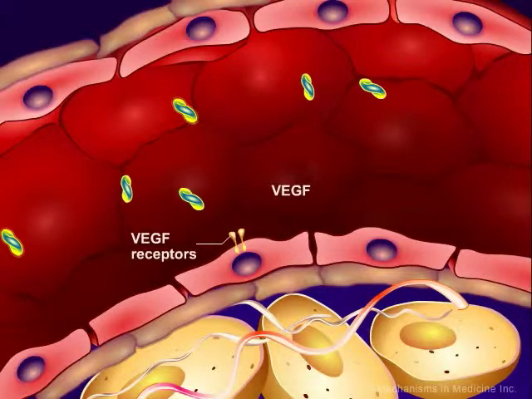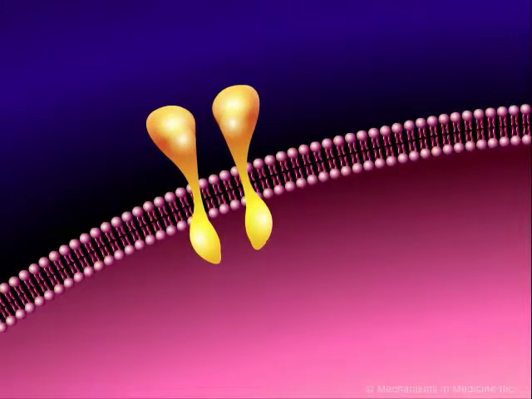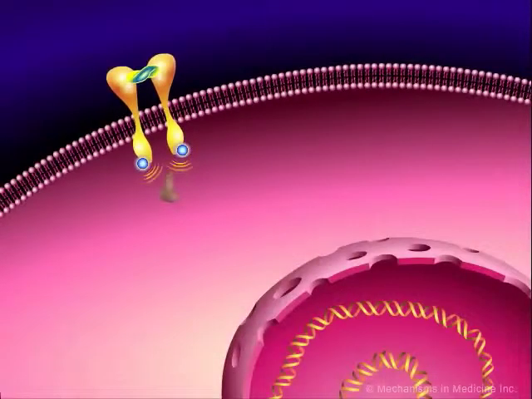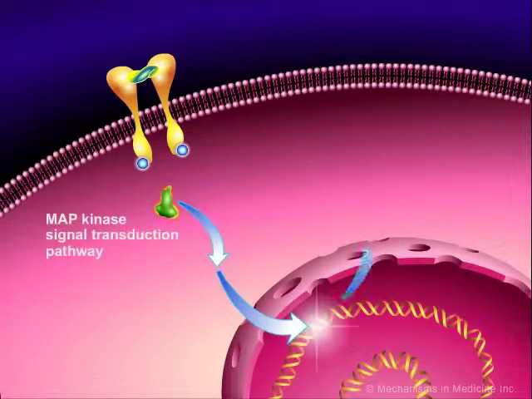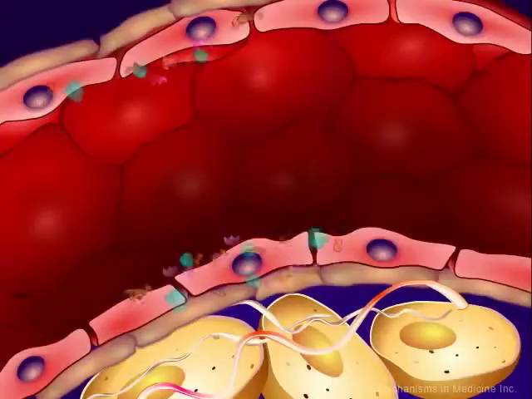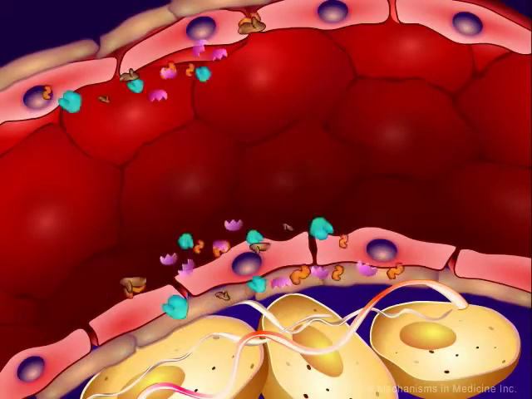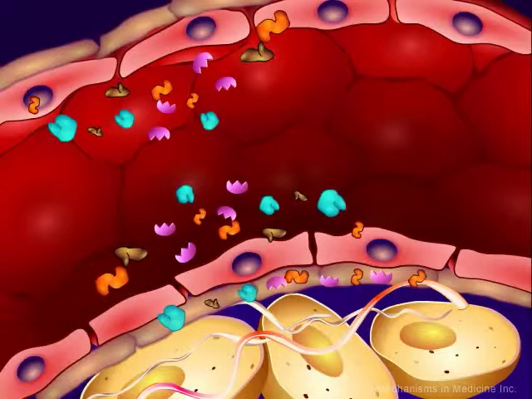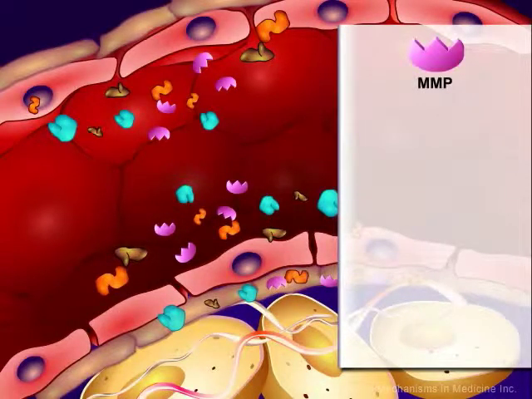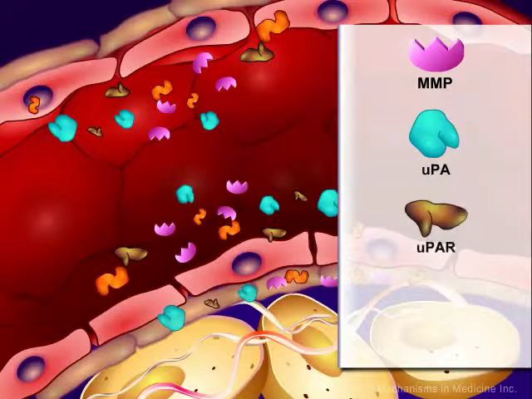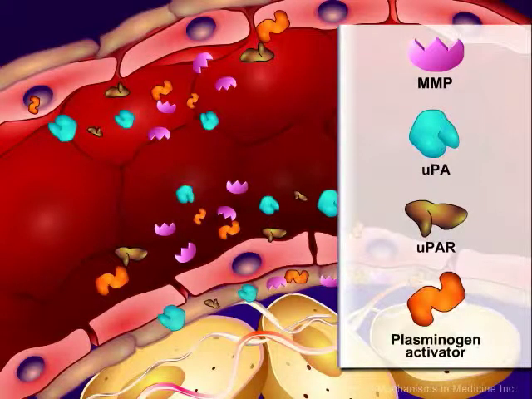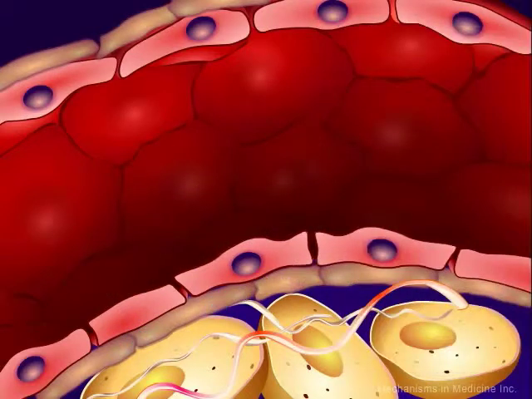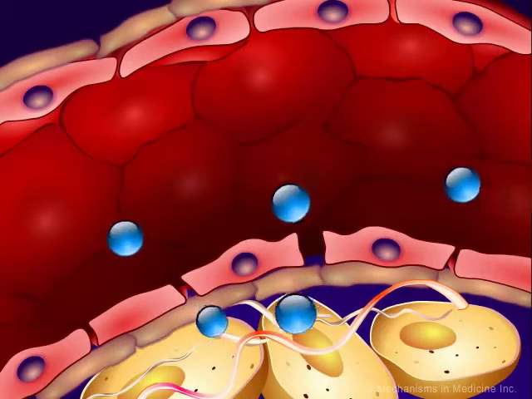There are 7 subtypes of VEGF and 3 receptors that bind differently. VEGF affects the endothelial cells that line the blood vessels in a number of ways. It can cause them to proliferate by activating the extracellular kinases and MAP kinase signal transduction pathways. It can induce proteins that break down the basement membrane to allow endothelial cells to migrate and invade. These proteins include matrix metalloproteinases, or MMPs, urokinase-type plasminogen activator, or uPA, and its receptor uPAR, as well as tissue-type plasminogen activator. It makes vessels more permeable, allowing molecules and fluids to leak out.